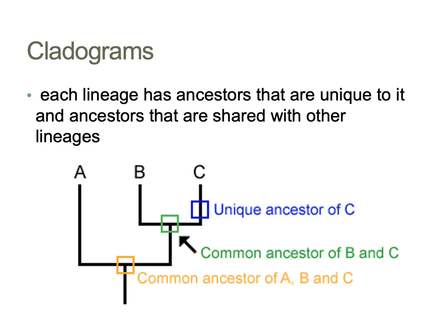Each lineage also contains ancestors that are unique to it and ancestors that are shared with other lineages. So when you look here, there is one common ancestor that is common for A, B, and C, because they all derived from this common ancestor. And this common ancestor situated here is shared by B and C. And here there is another unique common ancestor only for C.